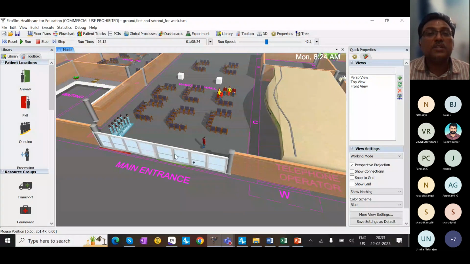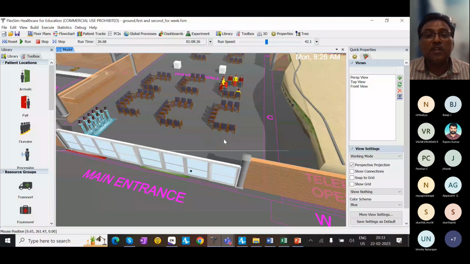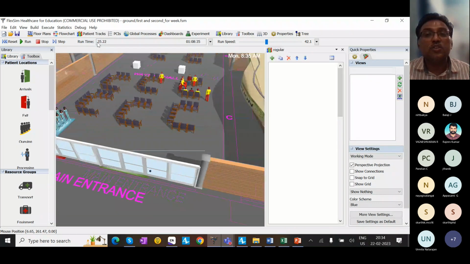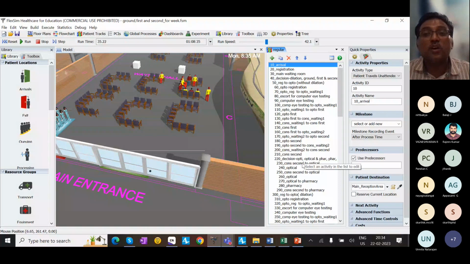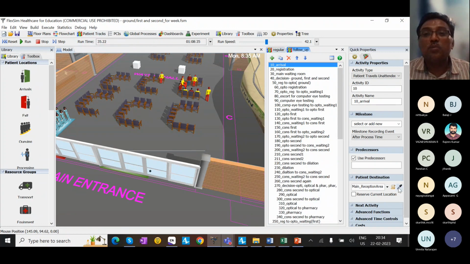You can see here, right? The patients are there, he's arriving. He has to wait. After 8:30, only registration will open. From here, people will move to registration. And you have a patient track here for a regular patient and a follow-up patient. This you need to define. You are going to learn all this when you come to campus. This is for a regular patient. This is for a follow-up patient.